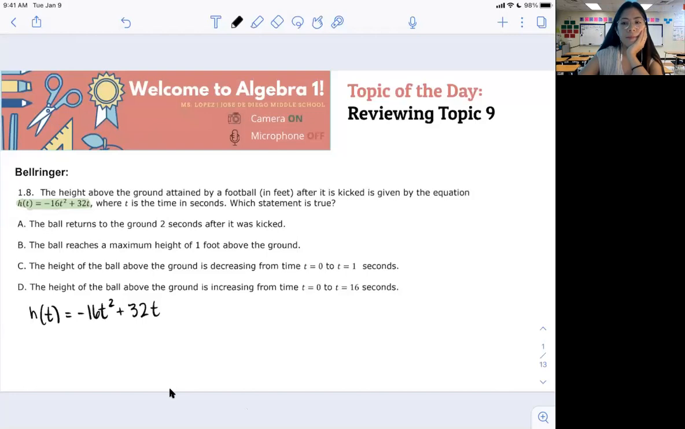Because it doesn't have parentheses. It does not have parentheses. That's it. No parentheses. That's how we know that it's in standard form. Again, I did that on Monday.